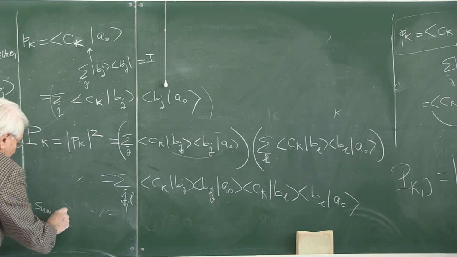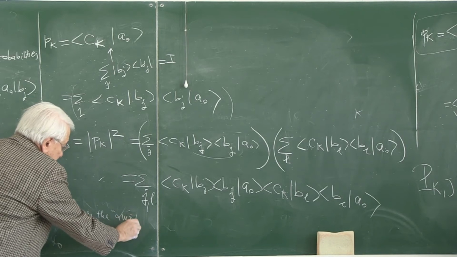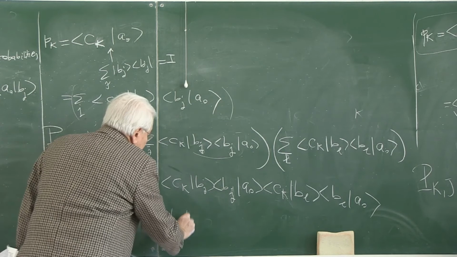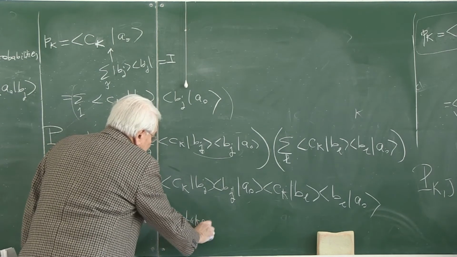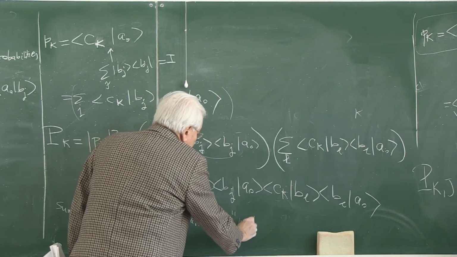Sum over the amplitudes and take the mod square.